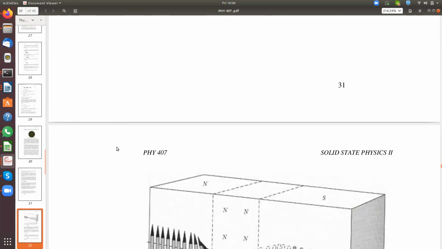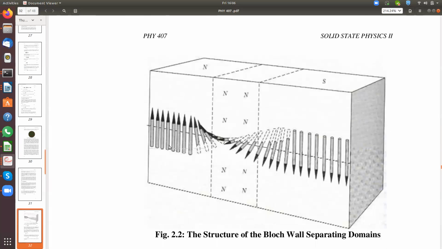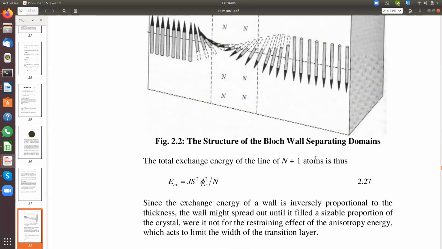You will see it here now. Look at this picture. Some of them are pointing towards this direction, while some are pointing towards the north direction. And you can see how they go. So this is a kind of Bloch wall separating domains concept.